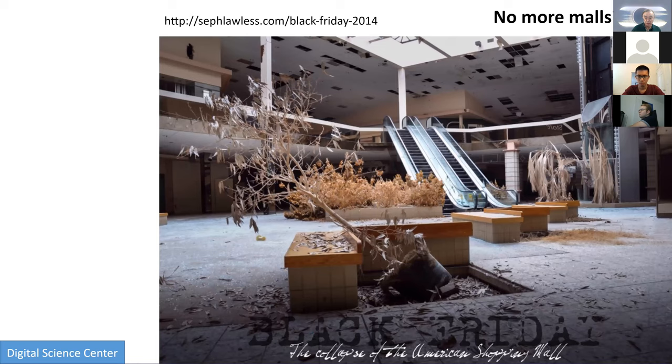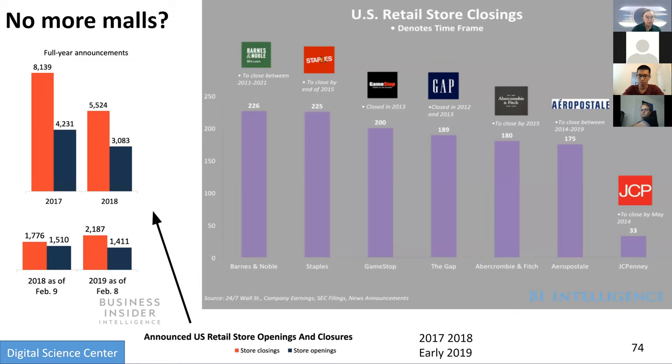Here is a sad consequence of progress, an abandoned mall. I used to ask students in my classes whether malls would survive. And at least in 2014, there were still people like me who thought they might not survive. Here is a plot where red is stores closed and blue is stores opened. From 2017 through 2019, they are more closed than opened. And over here, we have famous stores which have shut.